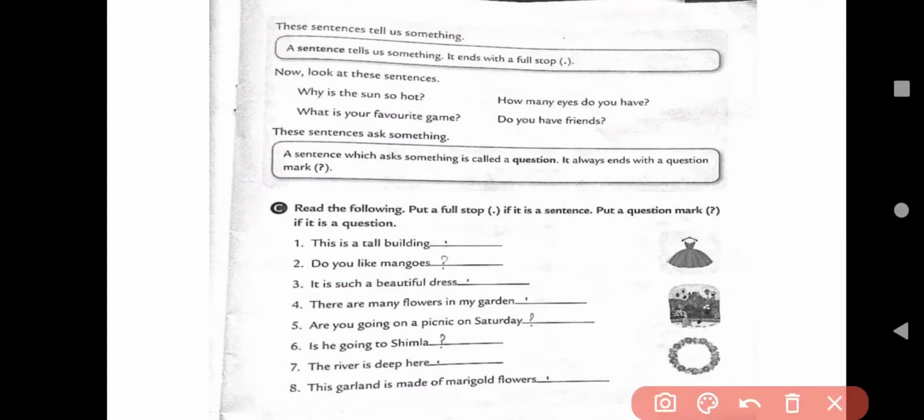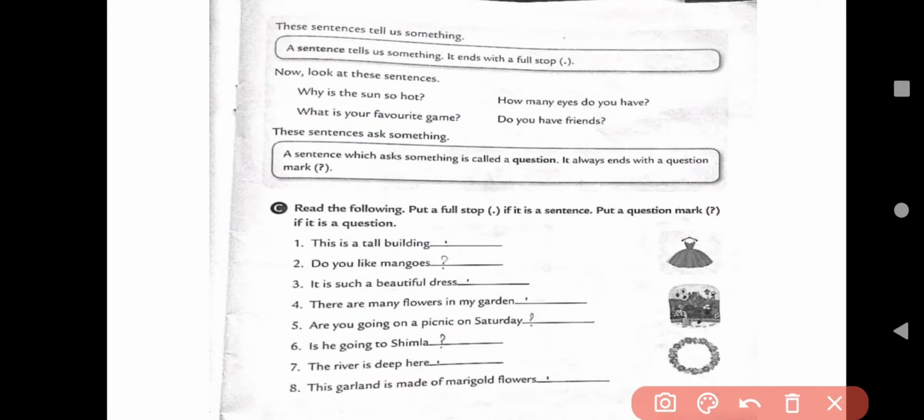Here, these sentences tell us something. A sentence tells us something. It ends with a full stop. As I've told you, we always use a full stop at the end of a sentence. Now, but look here. Why is the sun so hot? Yes, this sentence has its meaning.